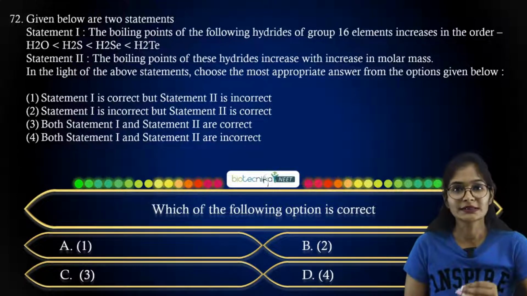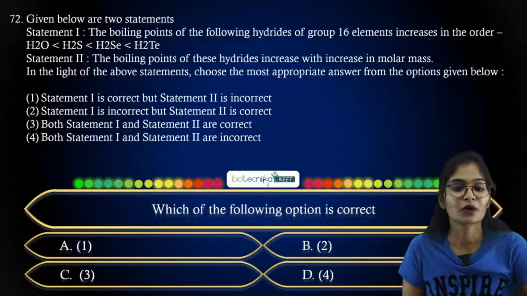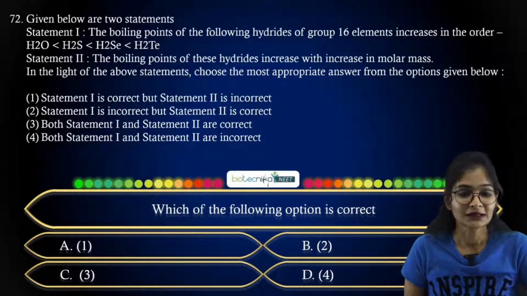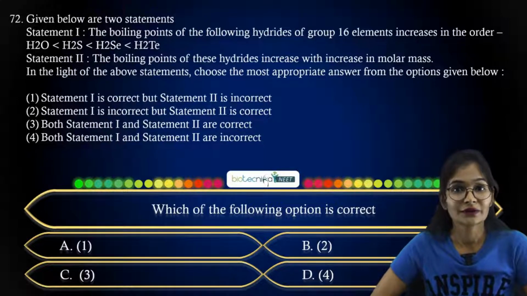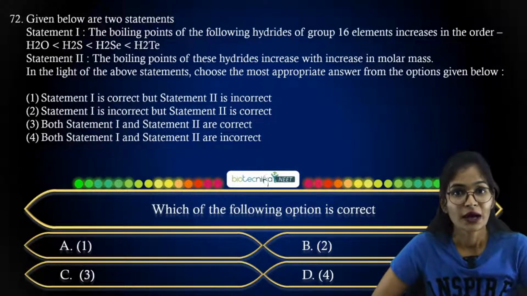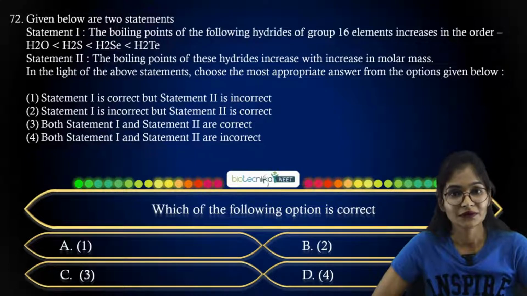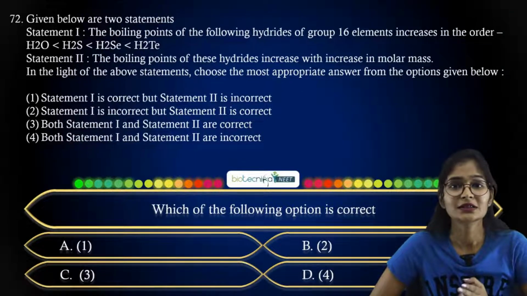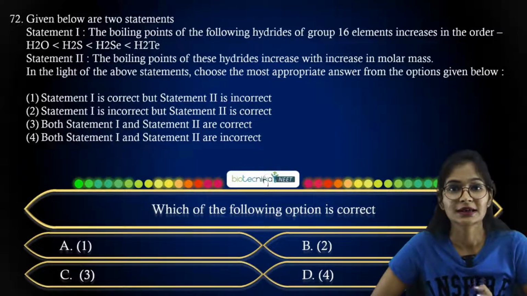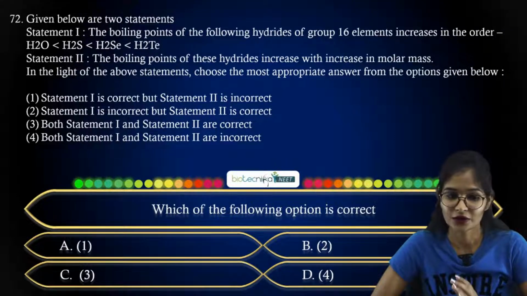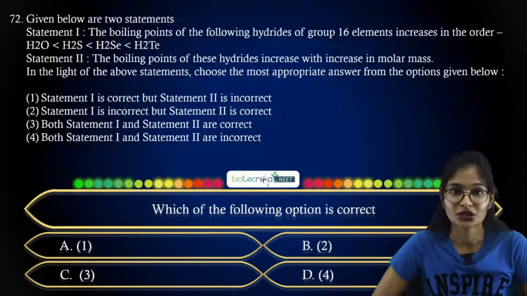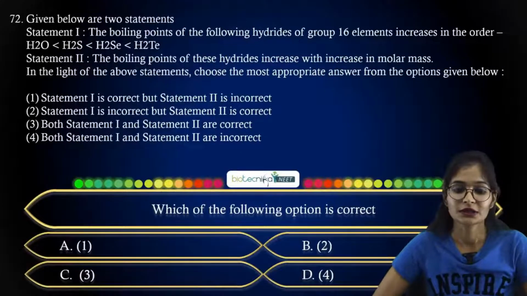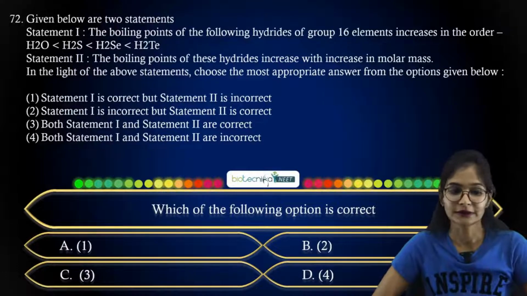Statement 1 and statement 2 are both related to the boiling points of the hydrides of group 16 elements, that we know. The thing is whether the order they have given is proper or not. And in statement 2, for the increasing boiling point, why is it so? If they are considering molar mass, whether it is correct or not, that is what you have to find out. Now, for this question, the answer is option D. So why is it only option D? Okay, let us go into detail.